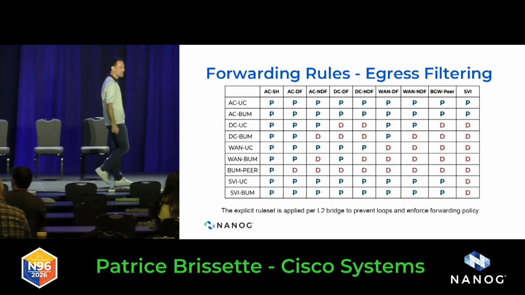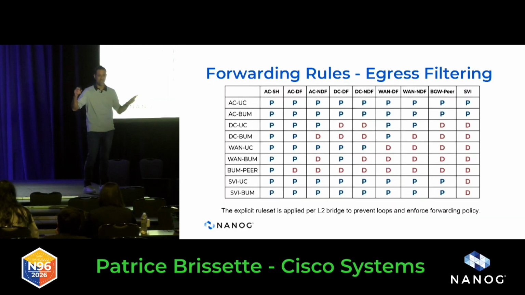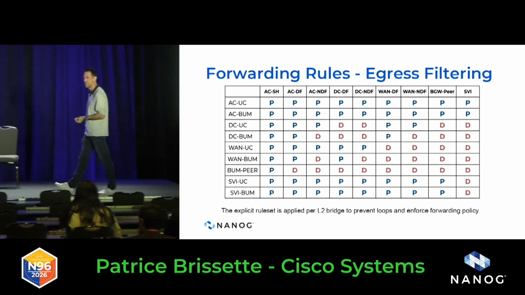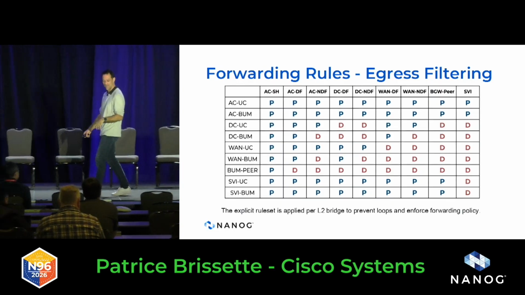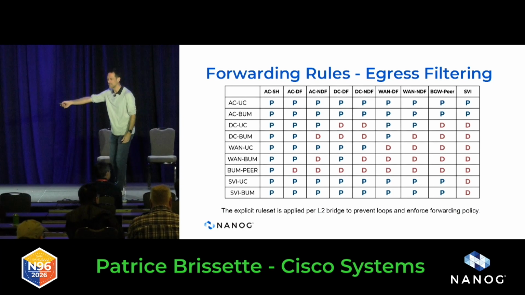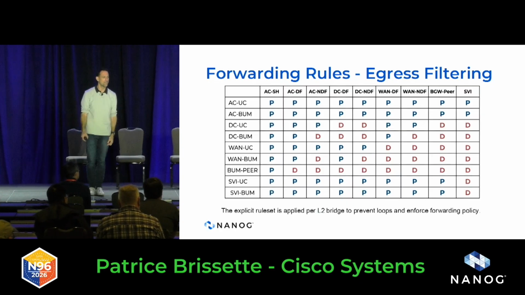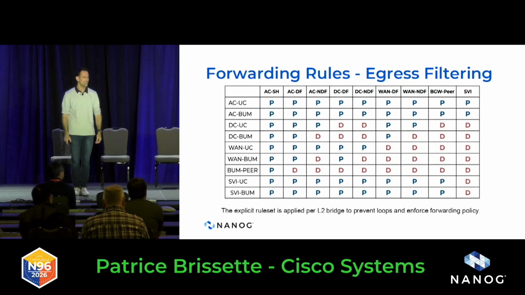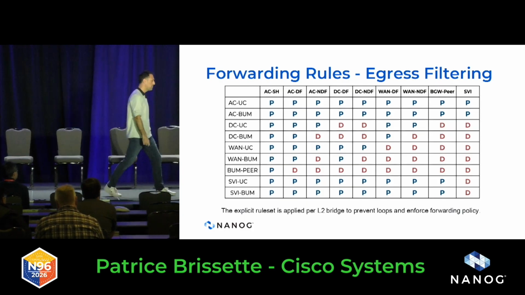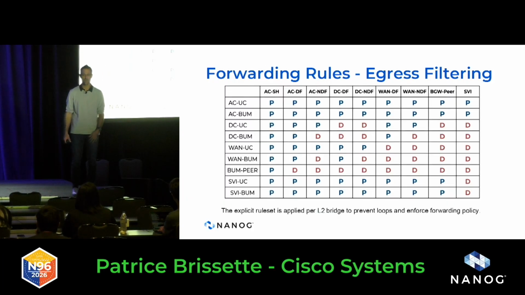So the way it works is very simple. The left column is where the packet is coming from. If I'm coming from data center unicast, where am I going next? That's each of the columns. And then you look and you say, am I allowed or not allowed? That's how the table works, okay? So if someone finds a bug, please send me an email. I will be very happy because that's what I implemented, so hopefully it works.